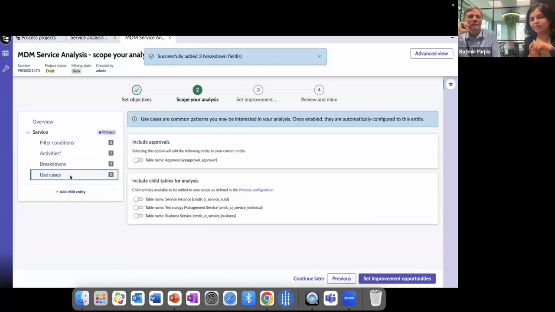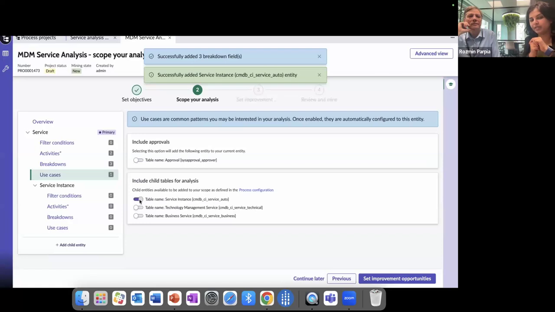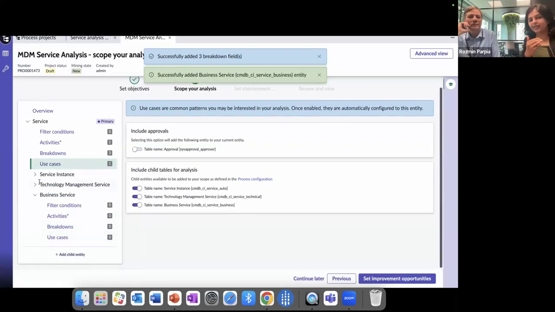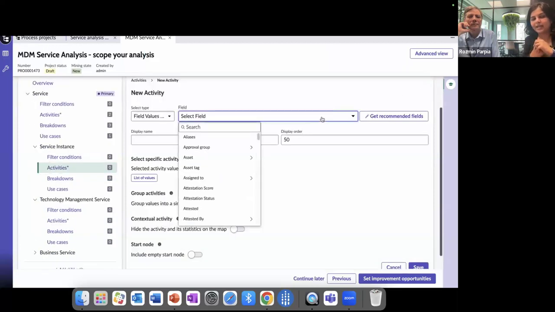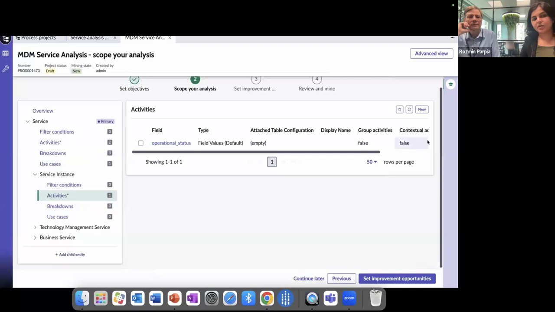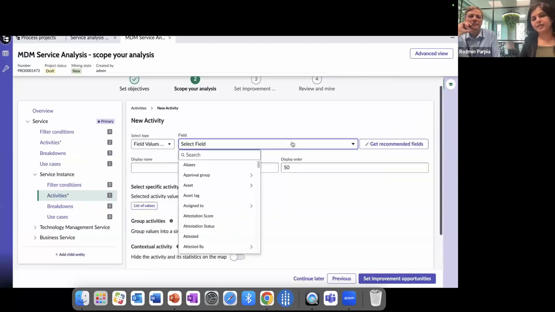So I highly recommend using Process Configuration Builder and just toggling these buttons. So your child tables are beautifully added, quickly and easily. And you just need to ignore everything else. But you see wherever there is an asterisk mark on activities is a mandatory field. So make sure you fill out mandatory stuff. So activities on the service instance table is operational status and support group.